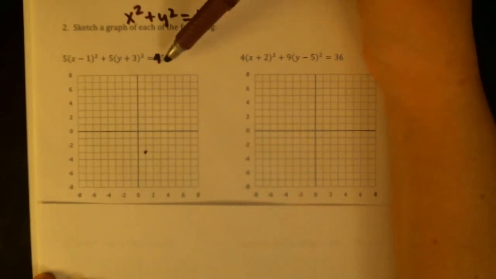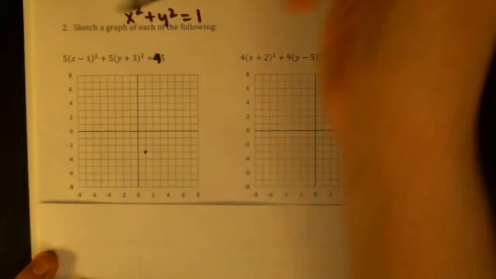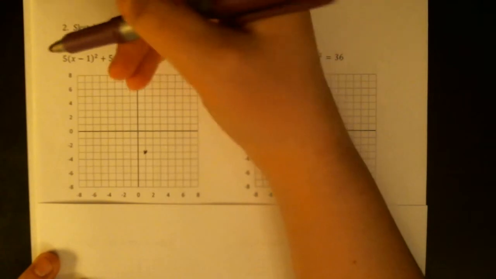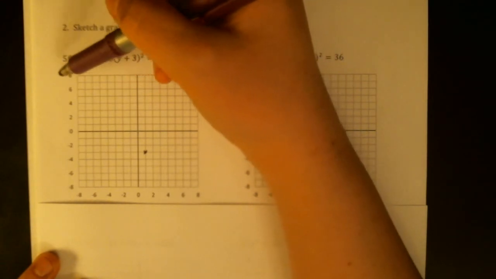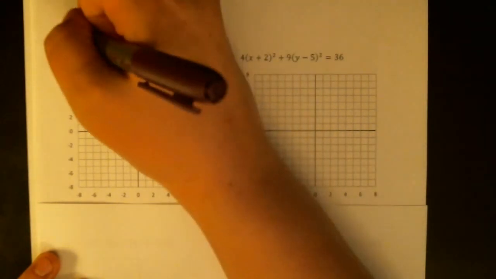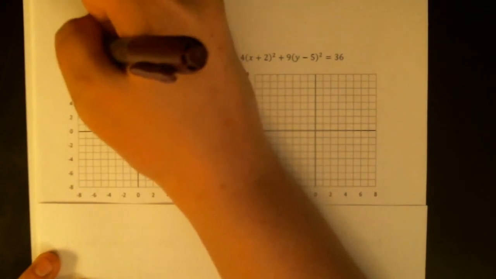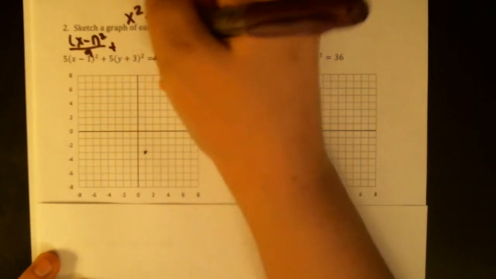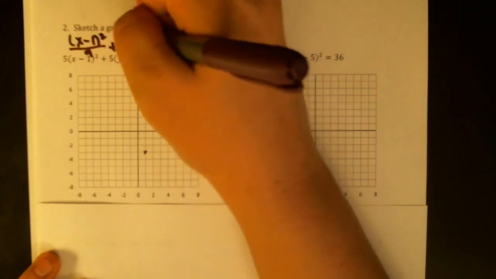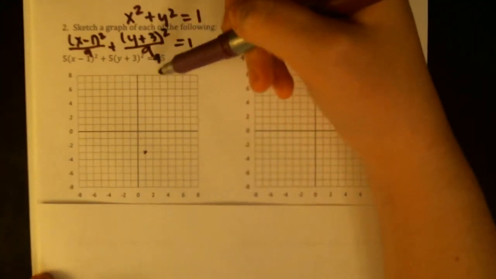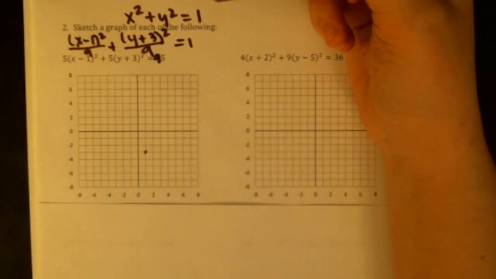We want to divide both sides by 45 and then see where we're at. So if I divide by 45, I'm going to get 5 over 45, which is 1/9, which turns this into an x minus 1 squared over 9 plus a y plus 3 squared over 9 equals 1. Oh, and this is a typo. It had a 15 there, but I was definitely intending to have a 9.